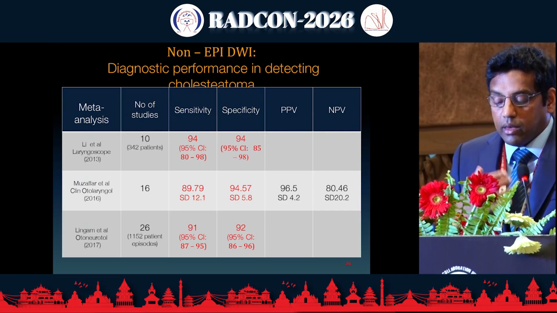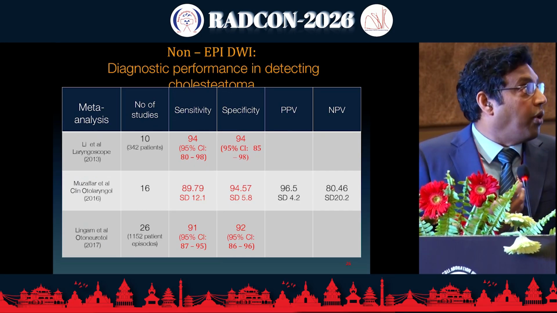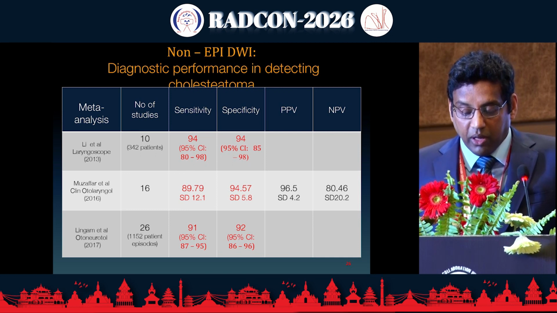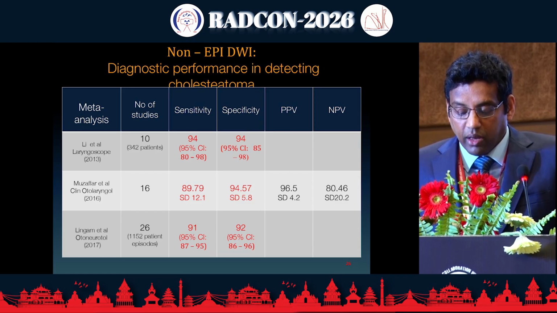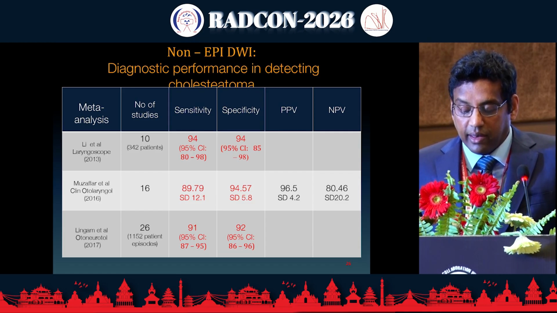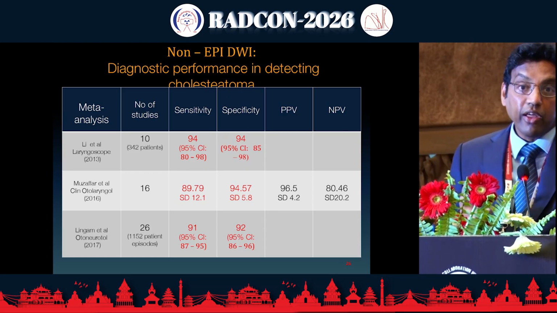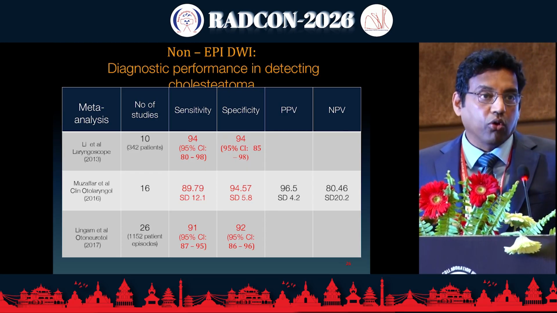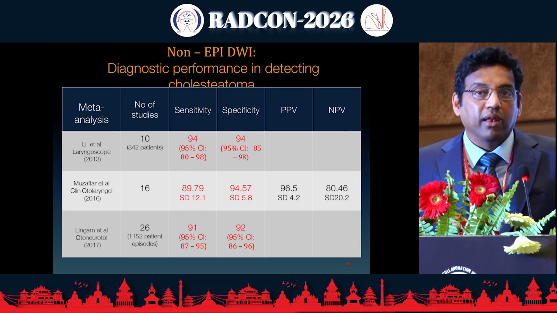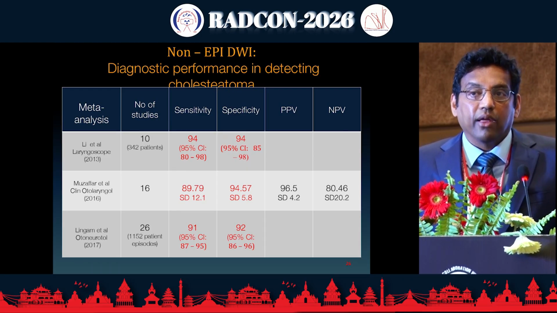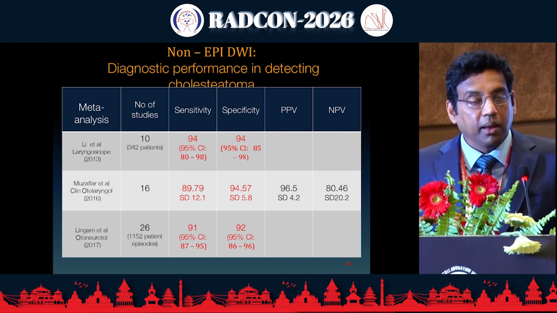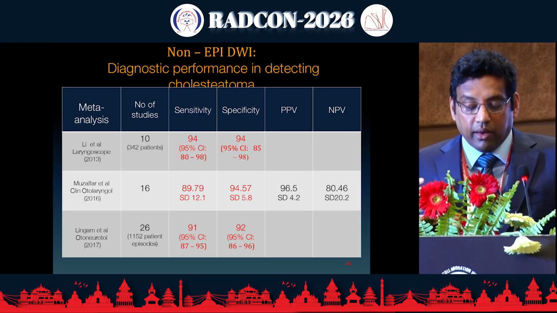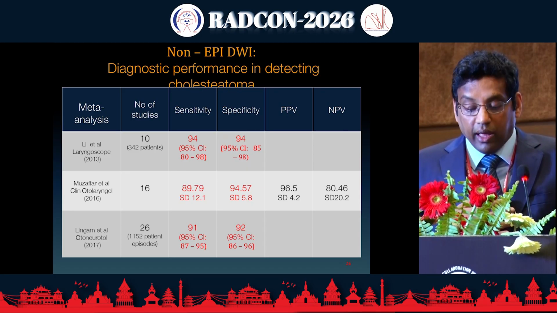So how well is DWI in detecting cholesteatoma? The largest meta-analysis, 1,152 patients with 26 studies, showed a very good sensitivity and specificity of 91 and 92. That's very good diagnostic performance, over 90, but it's not 100%. So there are limitations, even though it's not a big limitation, but there are limitations that we need to recognize, that is, false positives and false negatives.